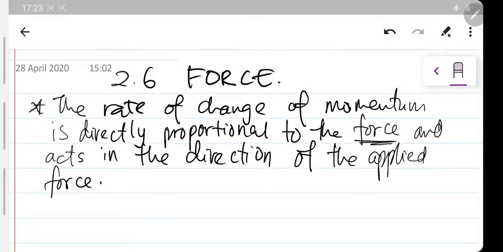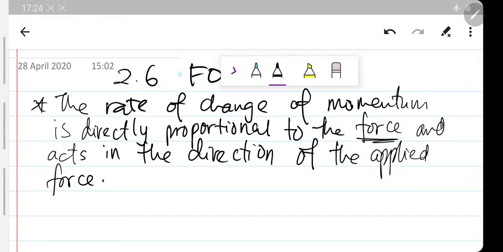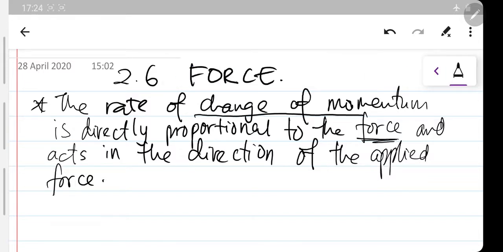Okay, our topic of discussion today is on force. According to Newton's second law of motion, the rate of change of momentum is directly proportional to the force and acts in the direction of the applied force.